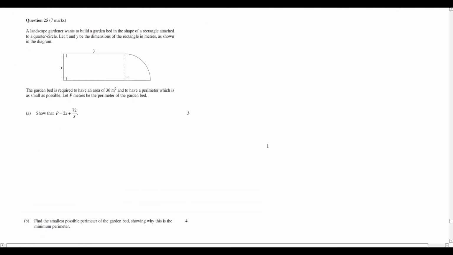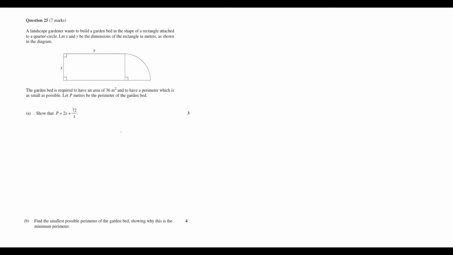Now on to question 25. So a landscape gardener wants to build a garden bed in the shape of a rectangle attached to a quarter circle. Let x and y be the dimensions of the rectangle in meters, as shown in the diagram. Now, the garden bed is required to have an area of 36 meters squared and to have a perimeter which is as small as possible.